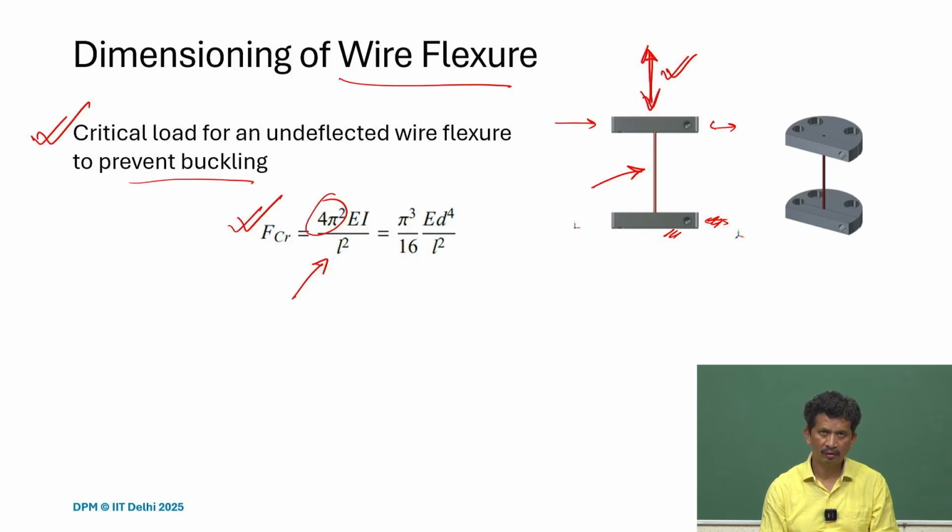If it's a wire with a circular cross section, we can always replace I with D, and then this is the formulation. So this is a general formulation to know the critical load.